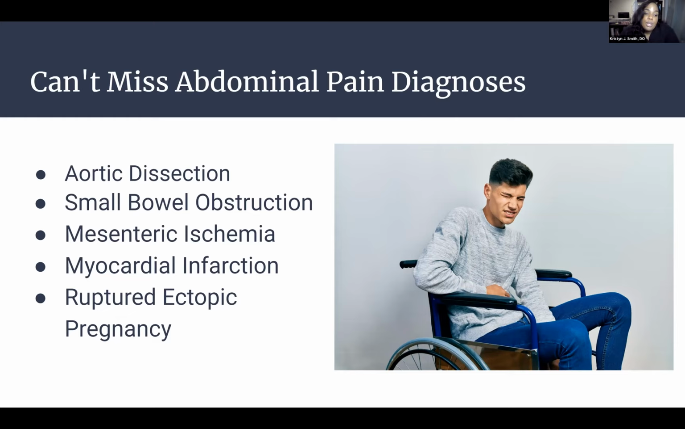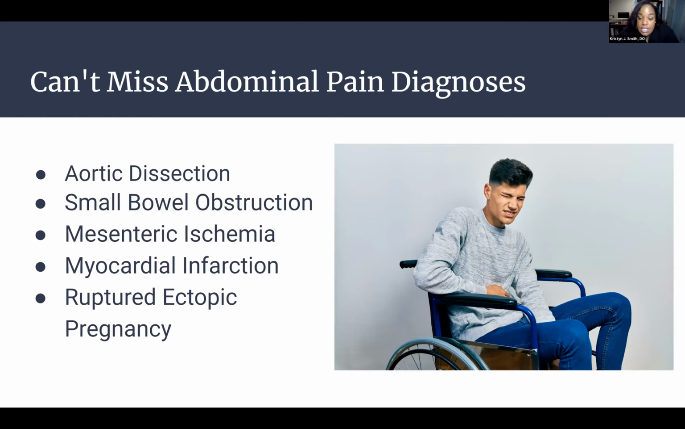Similar to mesenteric ischemia, usually these patients have an exam that is out of proportion, so pain out of proportion to their exam. Usually the patient has a very tender abdomen, they're peritonitic. The patient may have a history of atrial fibrillation or some type of coagulopathy to precipitate mesenteric ischemia.